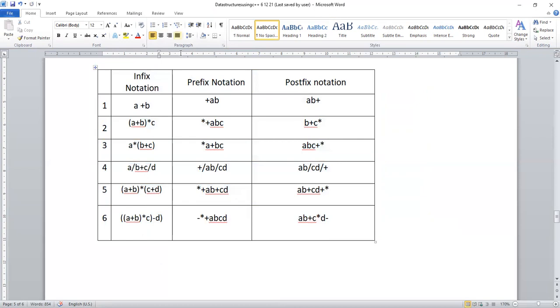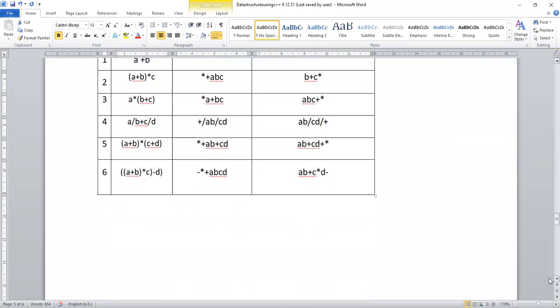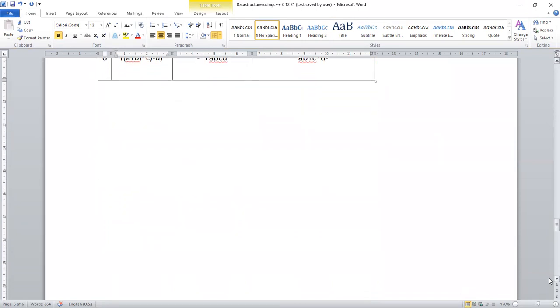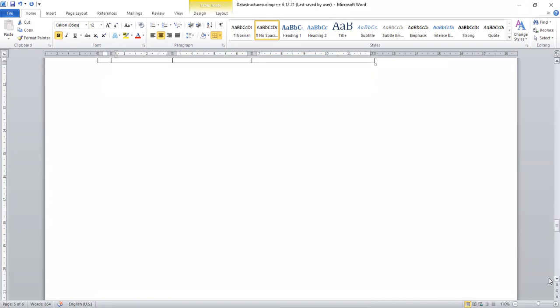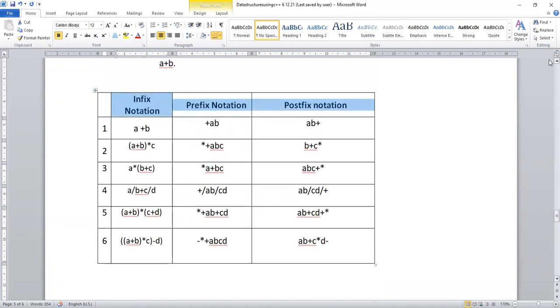Okay, so these are the infix notation, prefix notation, and postfix notation. These are the different types of notations we are having: three types of notations, infix, prefix, and postfix notation. I hope you all have understood this one.